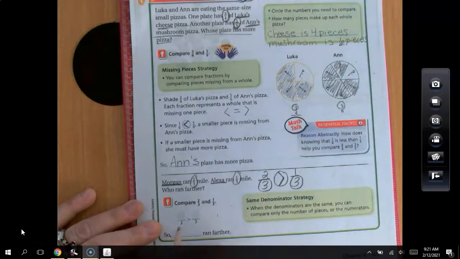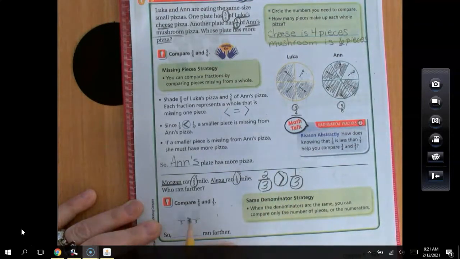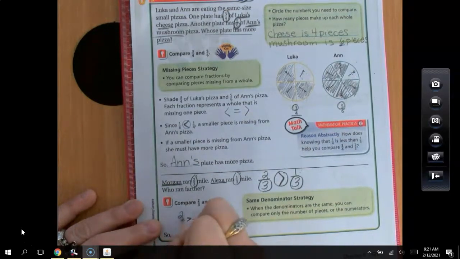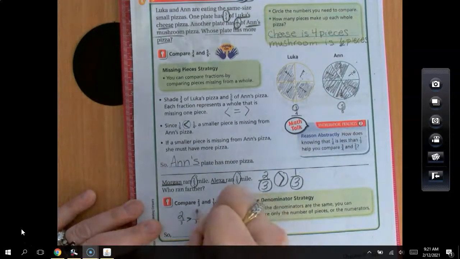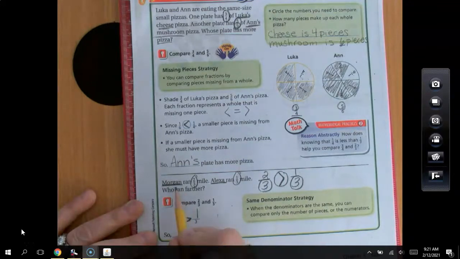So let's go ahead and fill in my answer down here. Now all I have to do is copy from what's up here. If I have what eats the bigger number, I have my greater than sign here. I'm going to put a 2 and I'm going to put a 1 here. So who ran farther? Remember, the alligator mouth eats the bigger fraction. Who has 2/3? Morgan or Alexa?